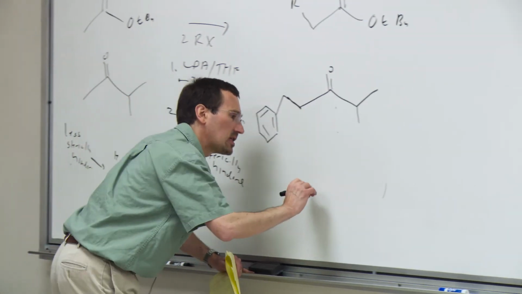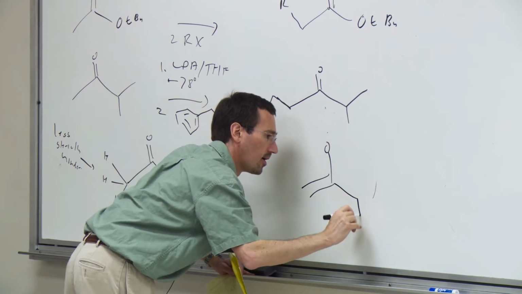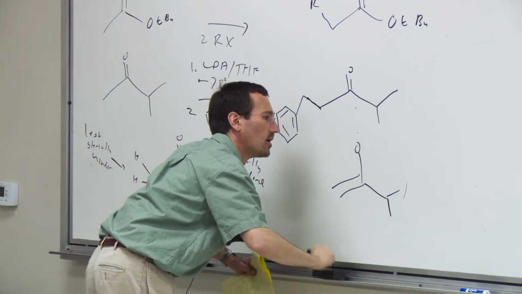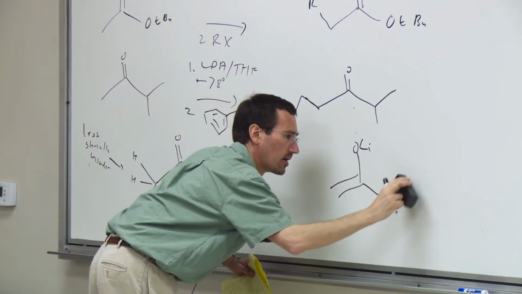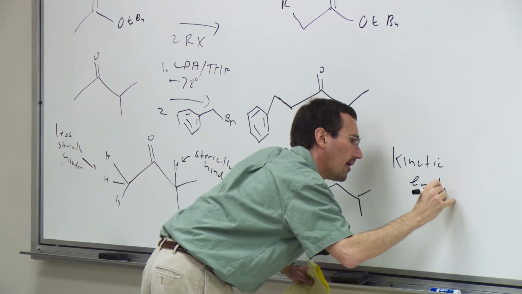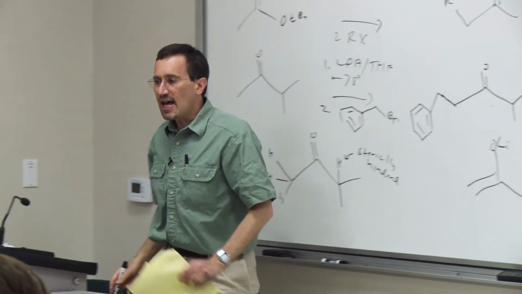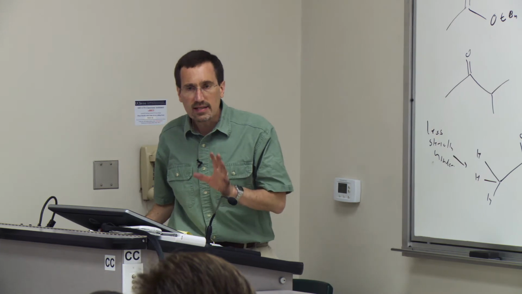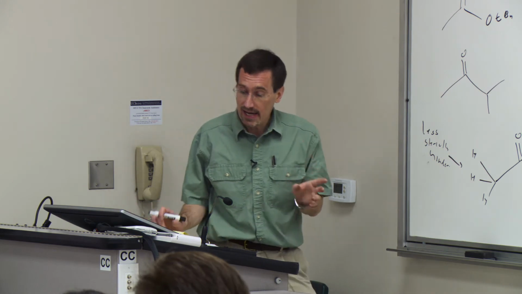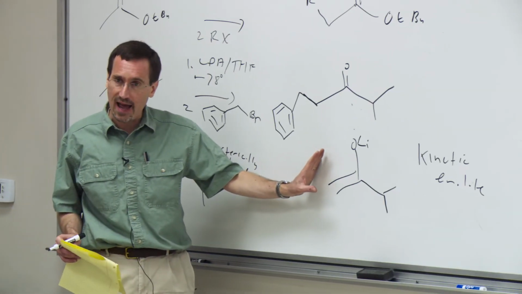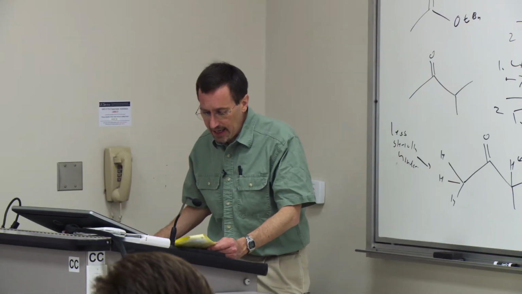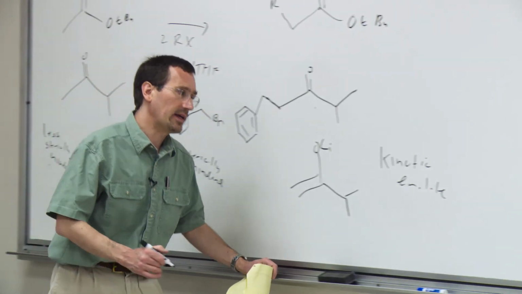we generate, and I'll write it as OLi here, what is called the kinetic enolate. The kinetic enolate isn't necessarily more stable. In fact, by mentioning it's the kinetic enolate, it is actually less thermodynamically stable than the alternative. But the kinetic enolate ends up forming quickly.